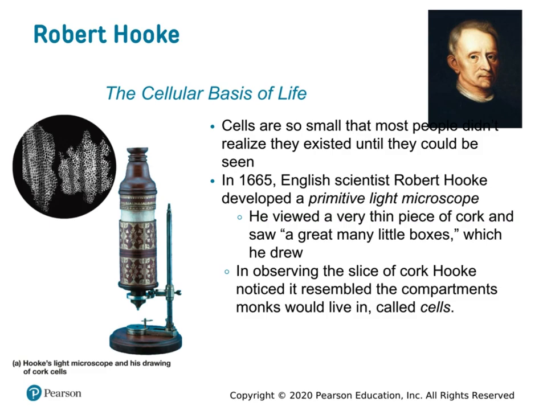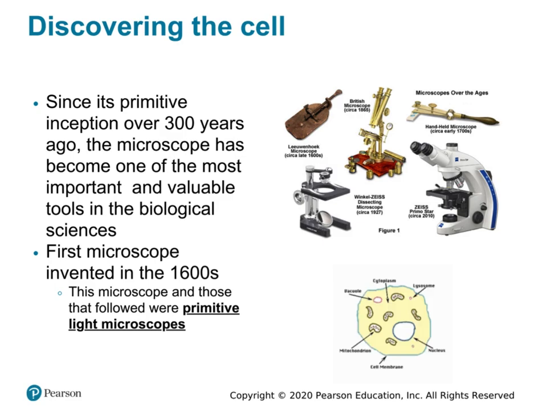Then Robert Hooke developed a primitive light microscope, and he observed cork. And cork really just looked like little boxes, and those boxes had a square shape. Robert Hooke noticed that those compartments resembled the ones monks would live in. And so those were called cells. So he called his cork boxes cells. So now that they had their moniker, that primitive inception was able to progress.